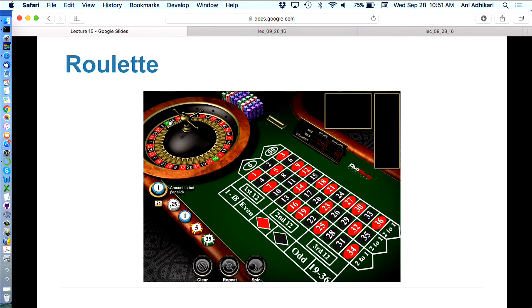Okay, time to play some games. That is a roulette wheel and a roulette table, and we are going to gamble, and we're going to see if we make money. All right, so here is how roulette works.